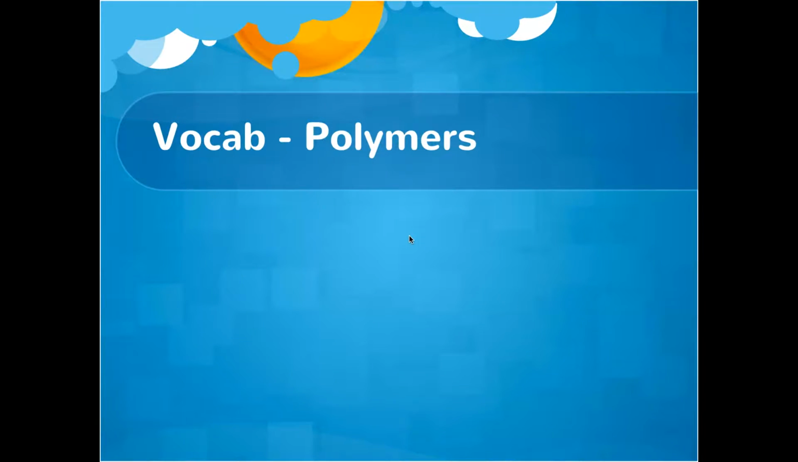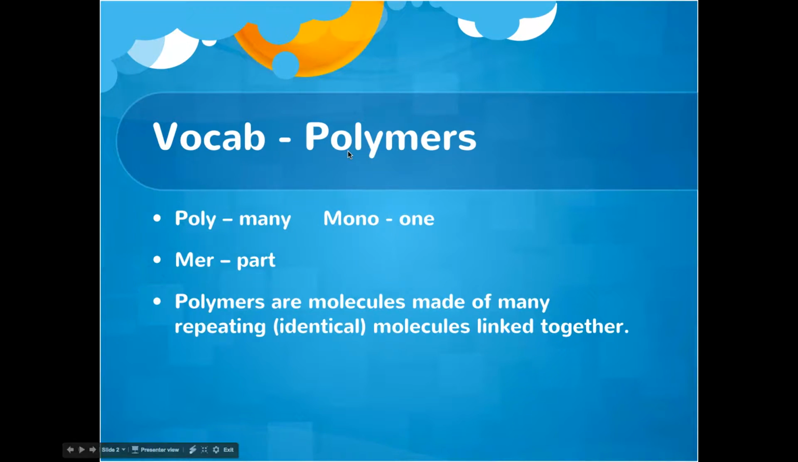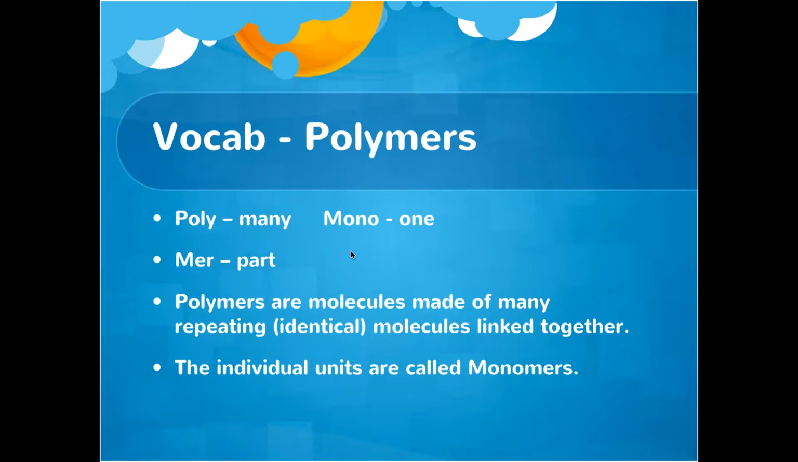Before we get started with that, I want to go over something new, a word called a polymer, because DNA itself is a polymer. The prefix poly means many, mono means one, and mer means parts. So if you put it together, a polymer means many parts. What polymers basically are is molecules that are made of many repeating molecules linked together. And those molecules are identical. They're made of many monomers put together.